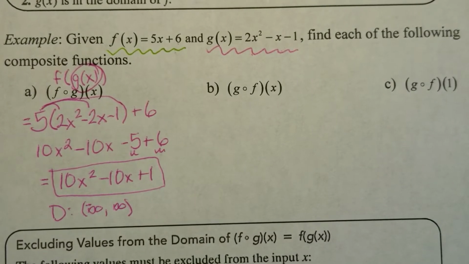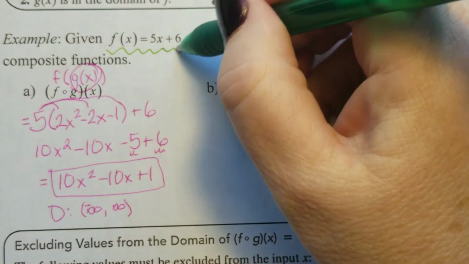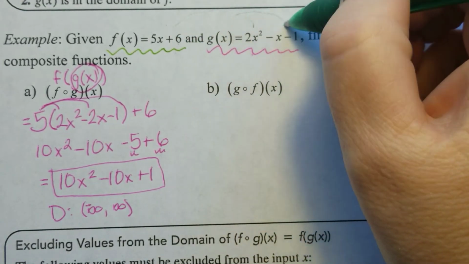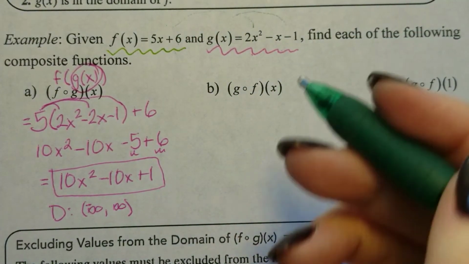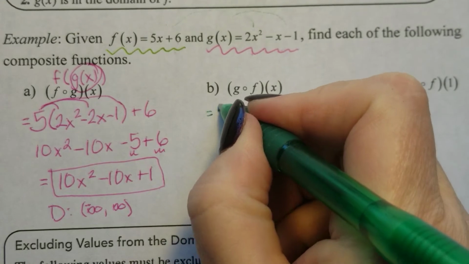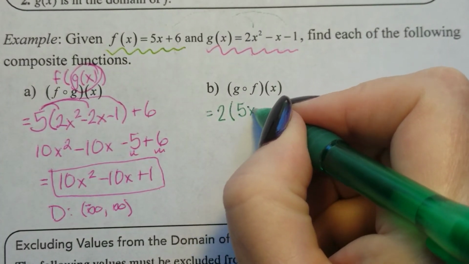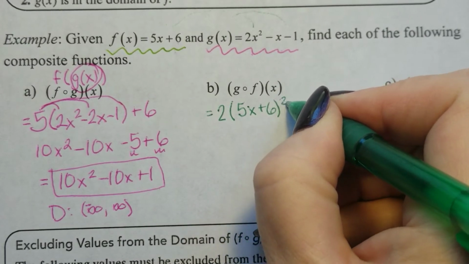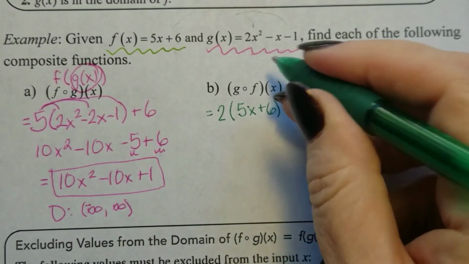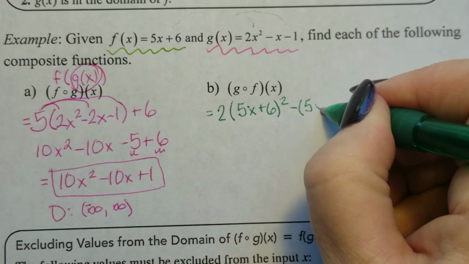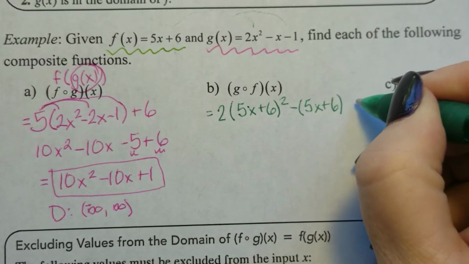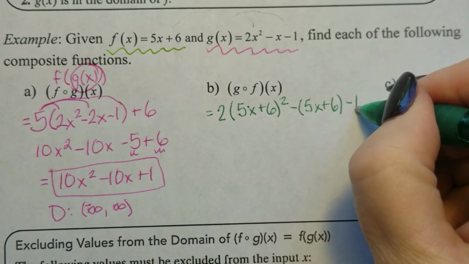Now let's do it the other way around, where we're going to put 5x plus 6 in for x every time in the g of x. So g of x is equal to 2 times x squared. So x is replaced with 5x plus 6, and that's going to be squared, minus x, which is 5x plus 6. And then we have this minus 1.